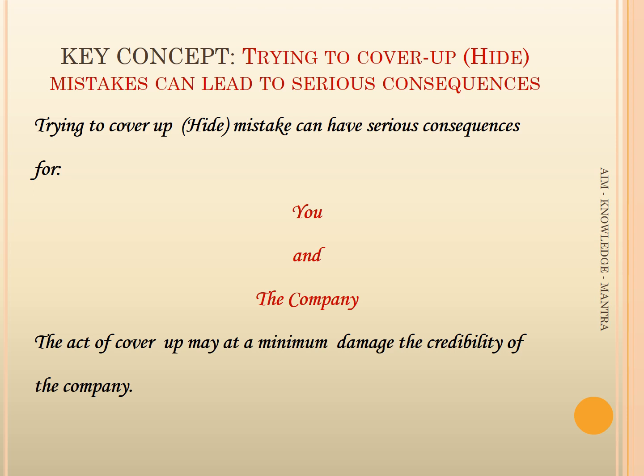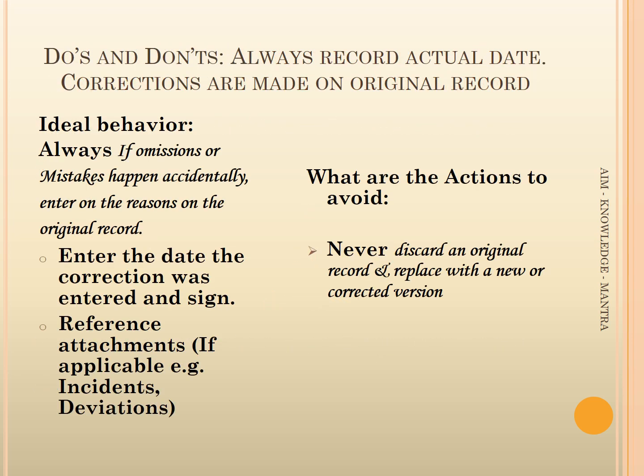The act of cover-up may at a minimum damage the credibility of the company. Do's and don'ts. Always record the actual date. Corrections are made on the original record. Ideal behavior: always, if omissions or mistakes happen accidentally, enter the reasons on the original record. Enter the date the correction was entered and sign. Reference attachments, if applicable, for example incidents, deviations.